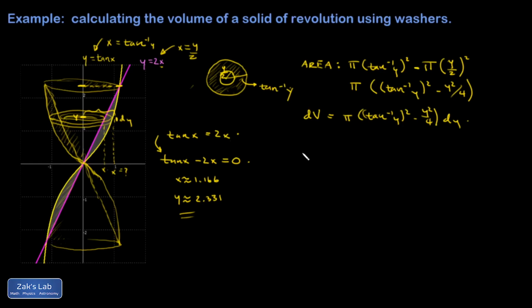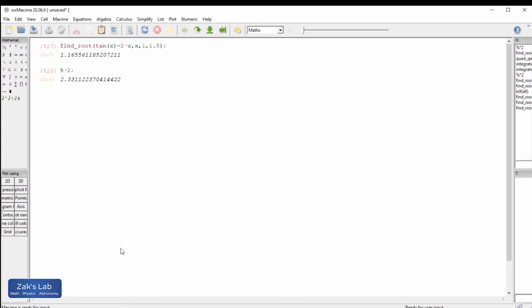So then I get into my integral. Now that I have dV phrased entirely in terms of one variable y, I can use an integral to add up the dV's. I'm going to go all the way from y equals 0 to y equals 2.331. My integrand is pi times inverse tangent y all squared minus y squared over 4, dy. And I don't know about you, but I don't know how to integrate a square of an inverse tangent function, so I'm going back to the computer algebra system for this.